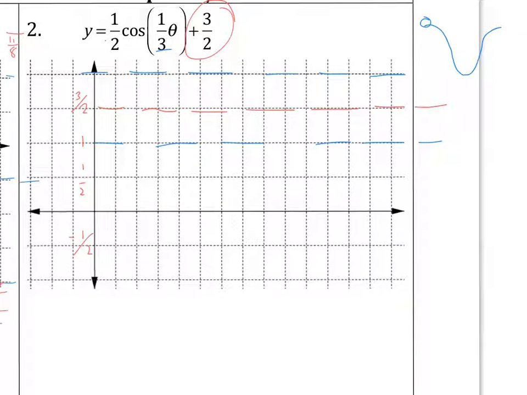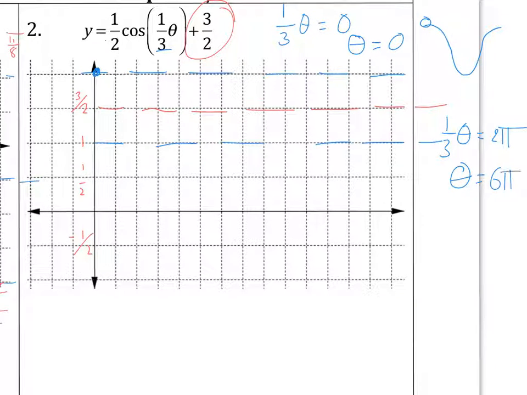So for the first one, 1/3 theta is equal to 0. If I divide both sides by 1/3 or multiply them by 3, I get theta is equal to 0. Okay, so that's going to be at the top at 0. All right. Next point, 1/3 theta is equal to 2 pi. If I multiply by 3 to get rid of that 1/3, I get that theta is equal to 6 pi.